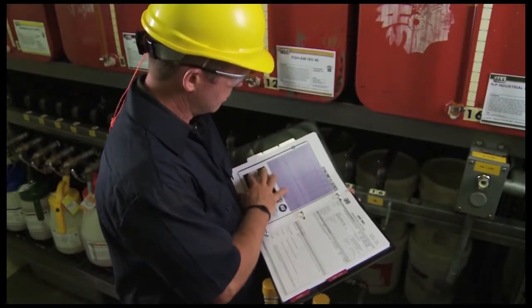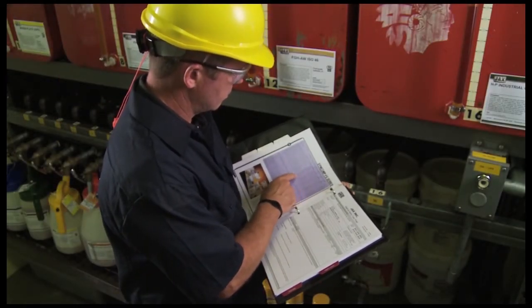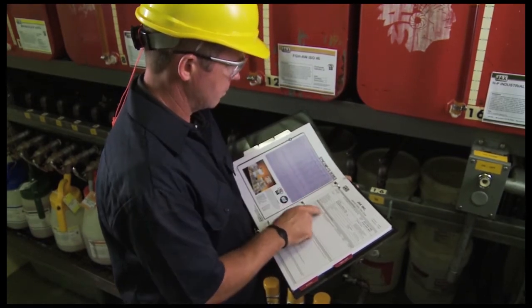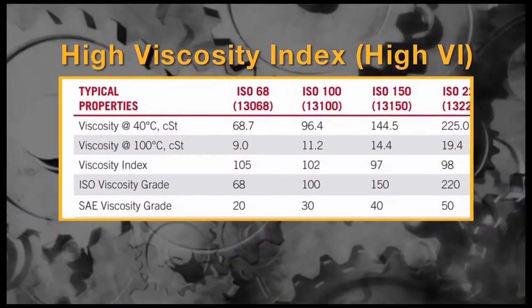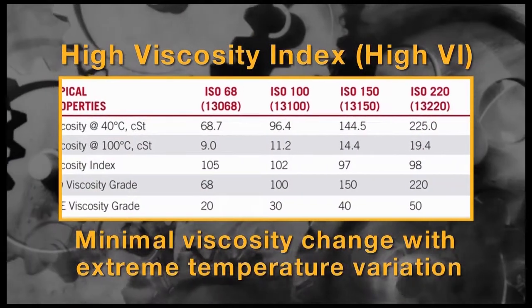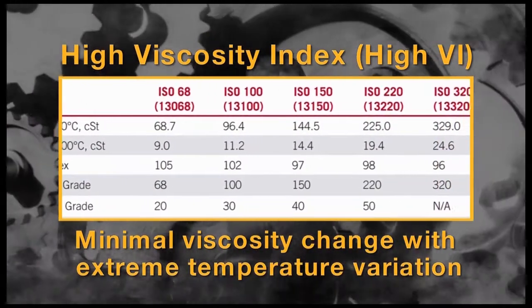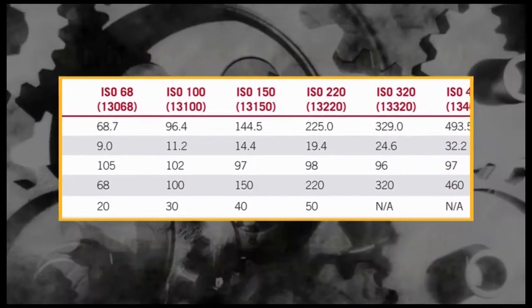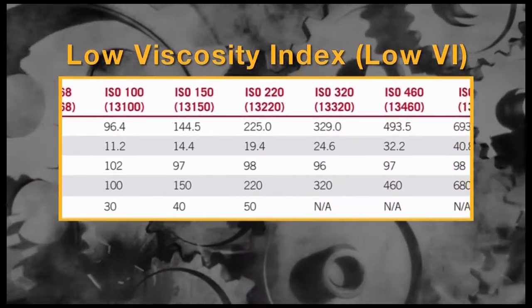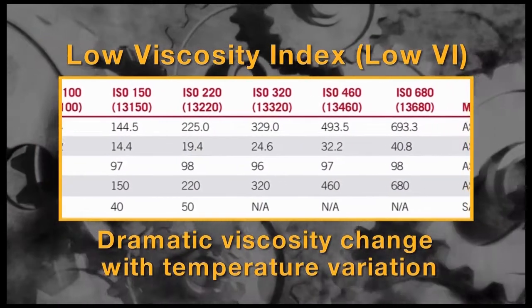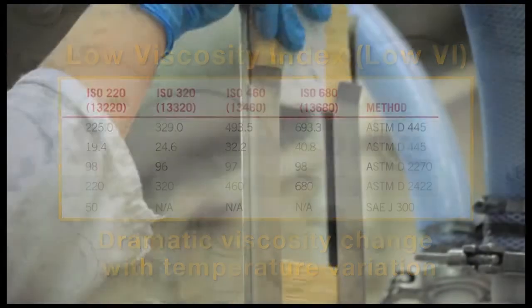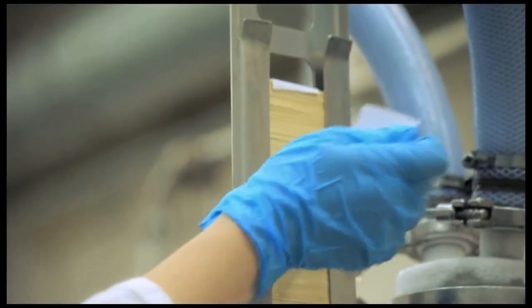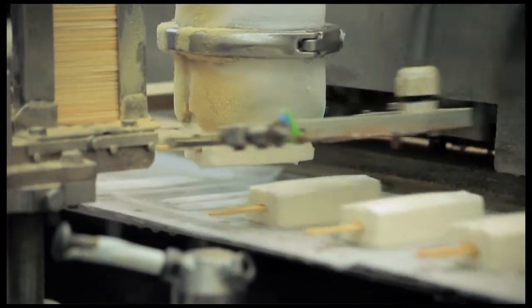The Viscosity Index, or VI, indicates how a lubricant's viscosity changes with variation in temperature. A high viscosity index indicates the oil will have minimal viscosity change with extreme temperature variation. A low viscosity index indicates the oil's viscosity will have dramatic viscosity changes with extreme temperature variation. So it's very important to consider Viscosity Index, or VI, for applications with extreme temperatures.